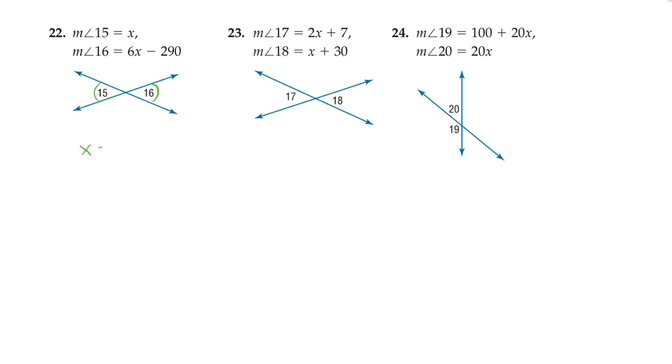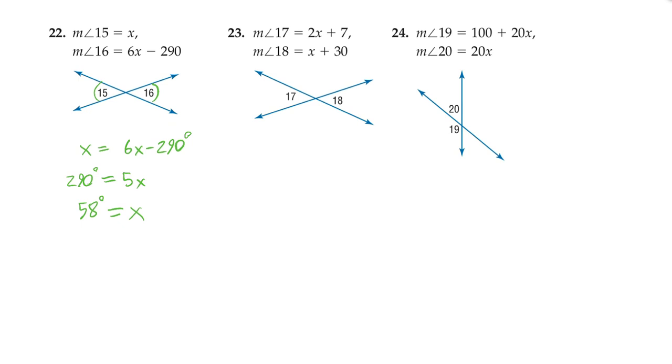So we can go ahead and say x equals 6x minus 290. We add the 290 to both sides to get it over here. We subtract x from both sides to get 5x. And dividing by 5, we get, I think, 58 degrees.